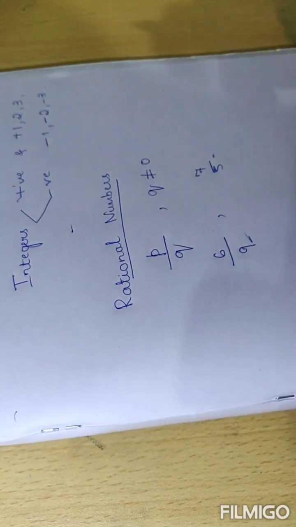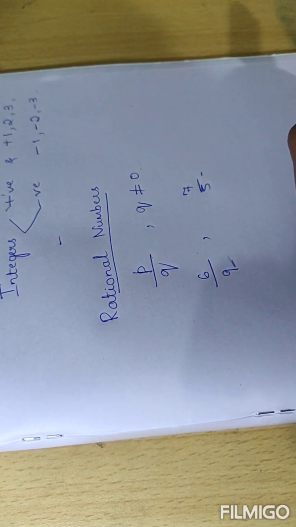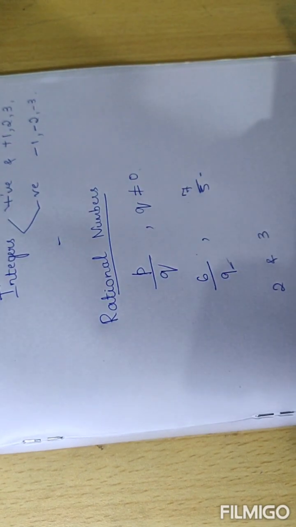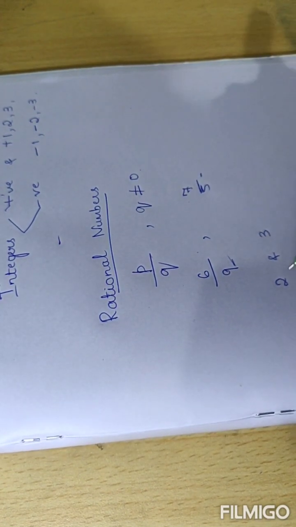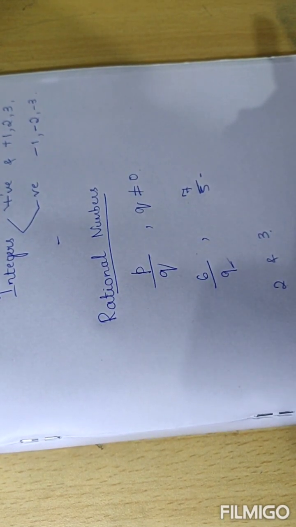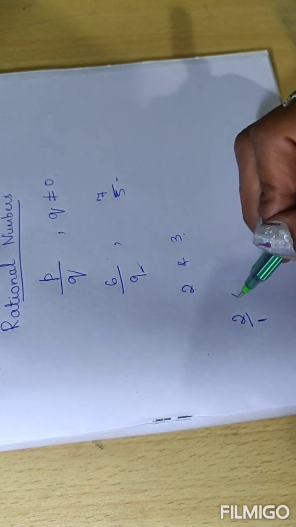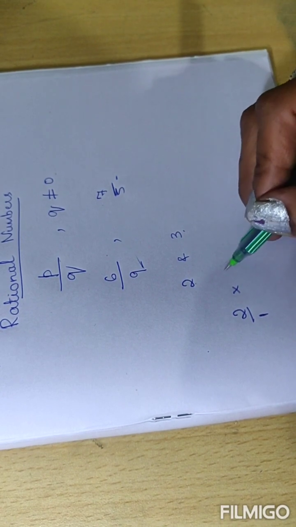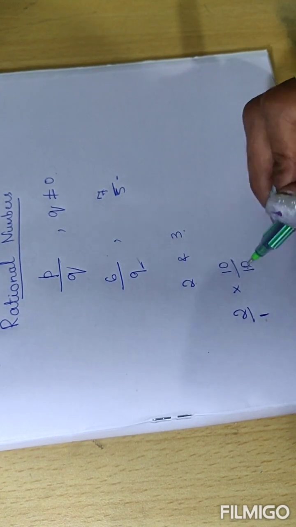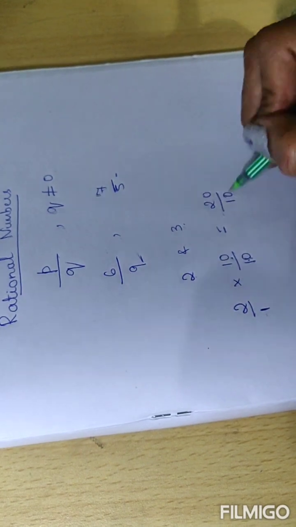Now let's solve an example. Let's find a rational number between any two numbers. So let's take the numbers 2 and 3. Let's try to find a rational number between these two. Okay. So 2 means we have denominator 1. Let's multiply both the numerator and denominator with 10. Whichever number we multiply with the denominator, the same has to be multiplied with the numerator. So the answer will be 20 by 10.